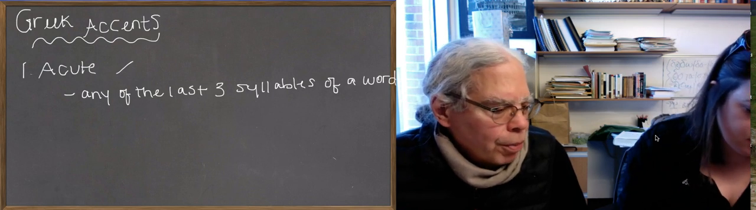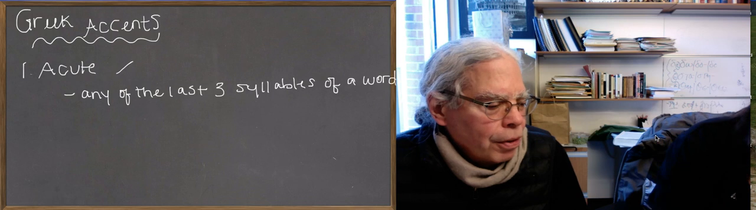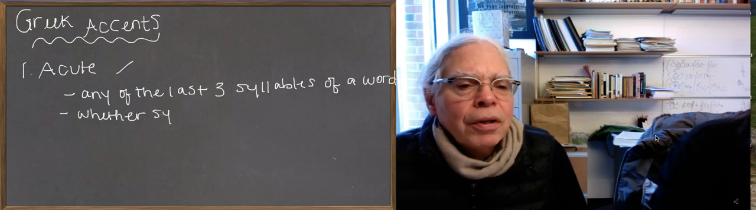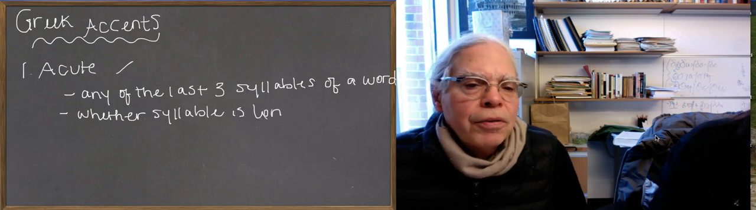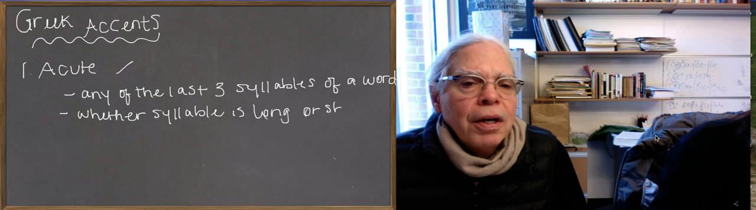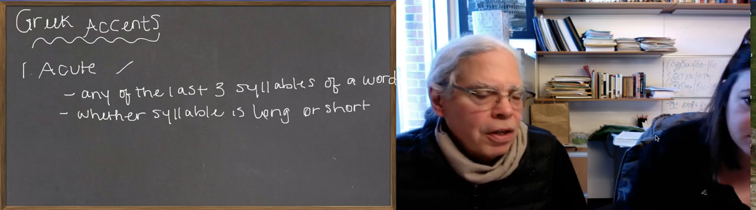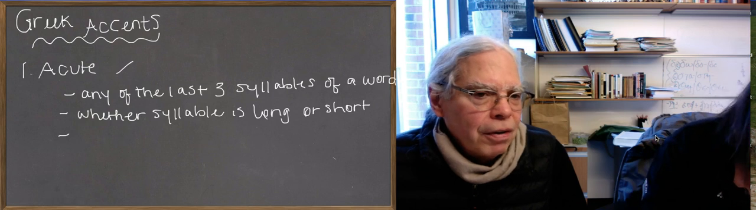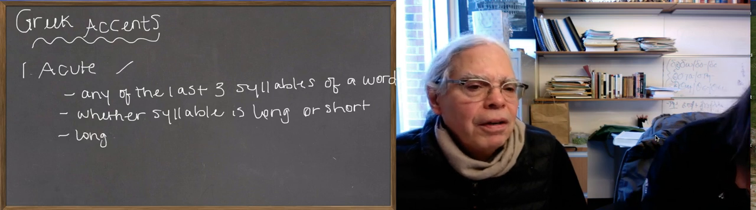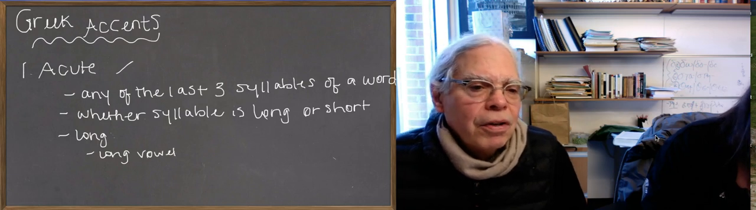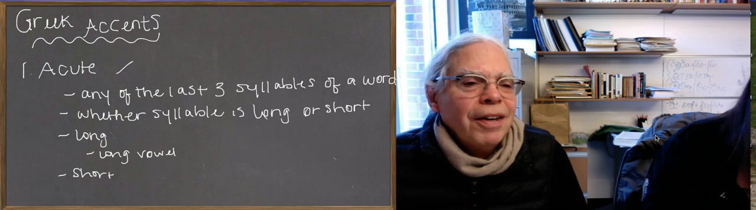So let's add on whether the syllable is long or short. In other words, the pitch can rise on a syllable if it's long or short. What makes a syllable long or short is it's long if it contains a long vowel, okay? And it's short if it contains a short vowel. Great.